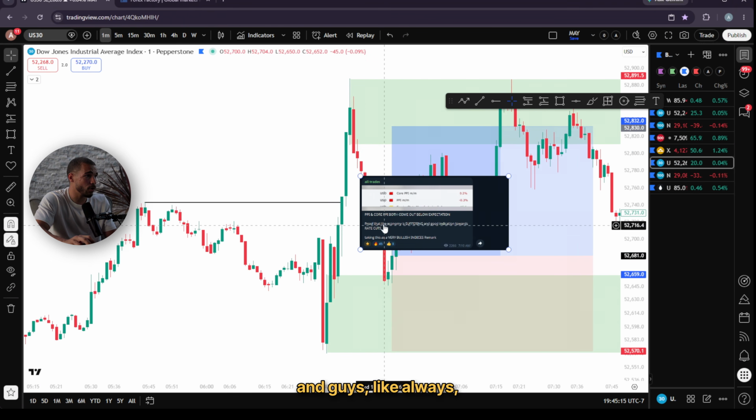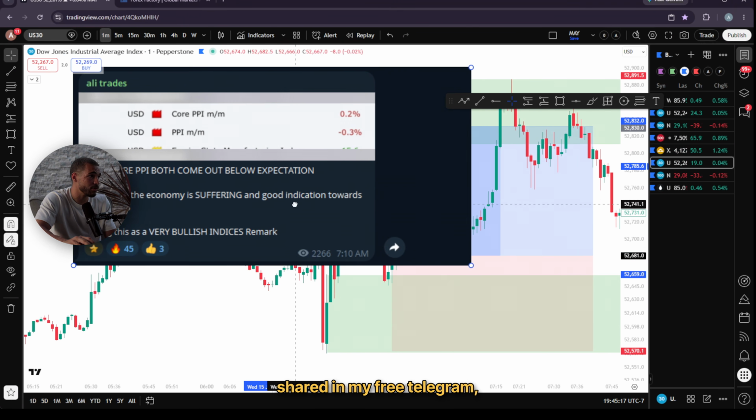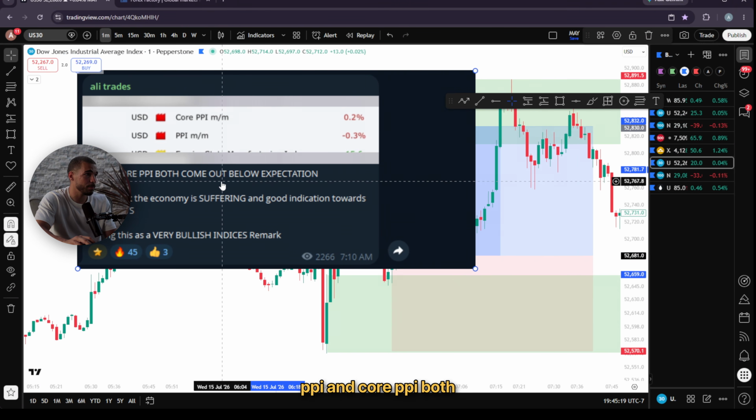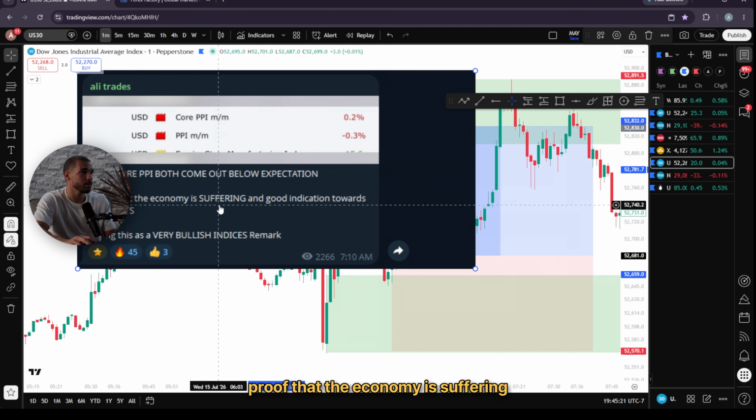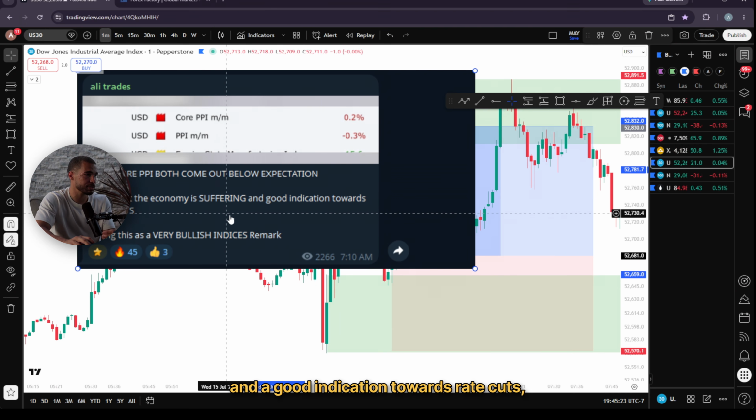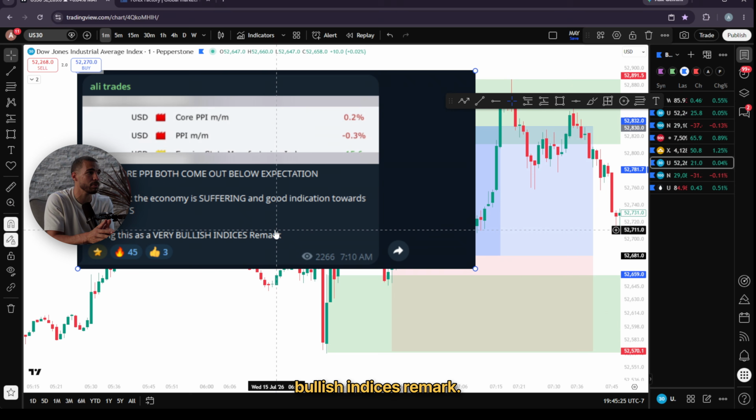And guys, like always, this one was also shared in my free Telegram. As you guys can see right here, PPI and core PPI both came out below expectation, proof that the economy is suffering, and a good indication towards rate cuts, taking this as a very bullish indices remark.